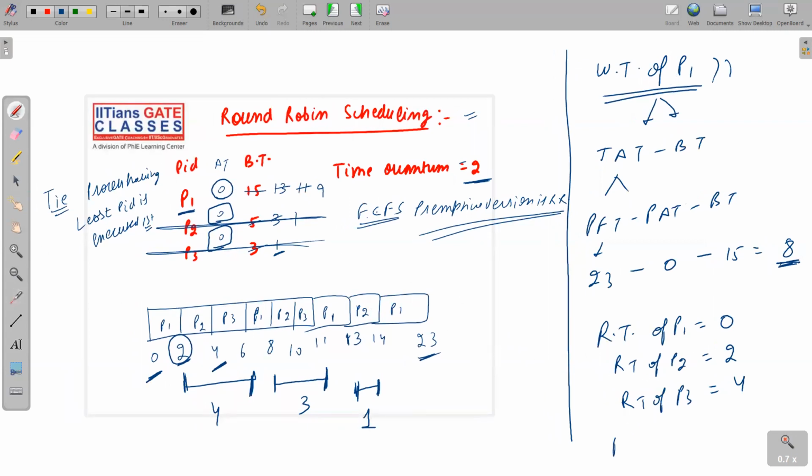If we want to find the average response time, it will be 0 plus 2 plus 4 divided by 3. It comes out to be 2 only. So on average, every process has a response time of 2 only. That is the biggest advantage. That is the minimum. Let me jump to the next slide now. Please take a snapshot.